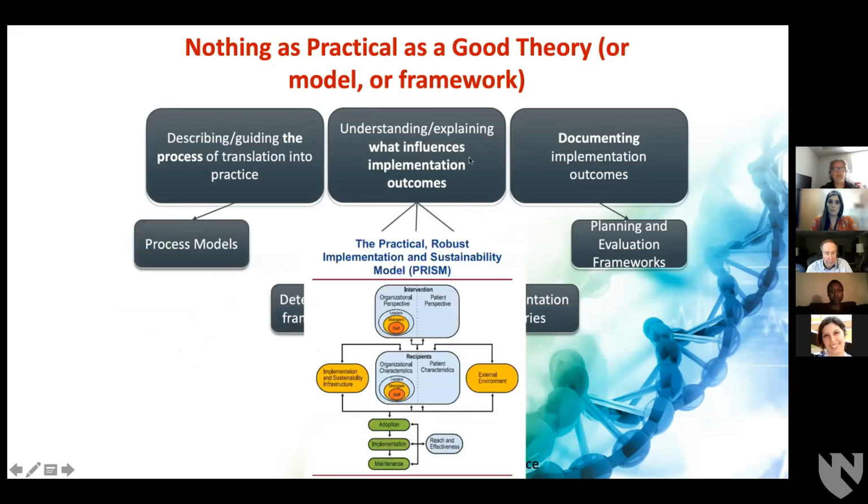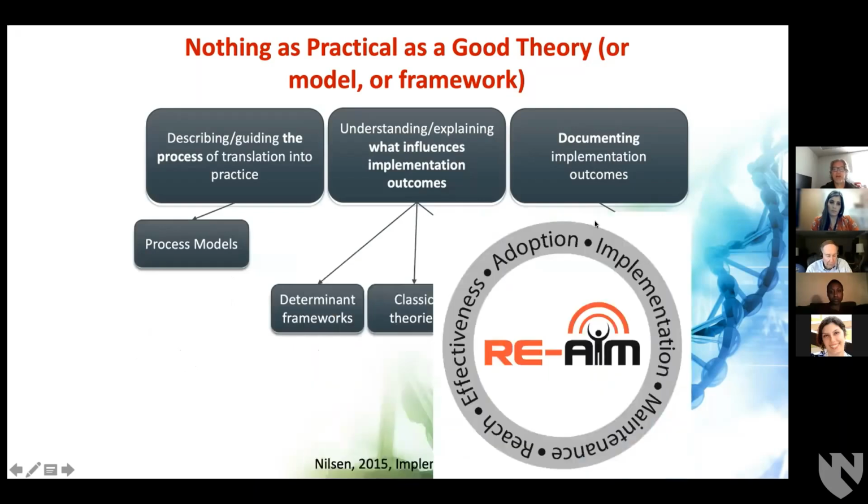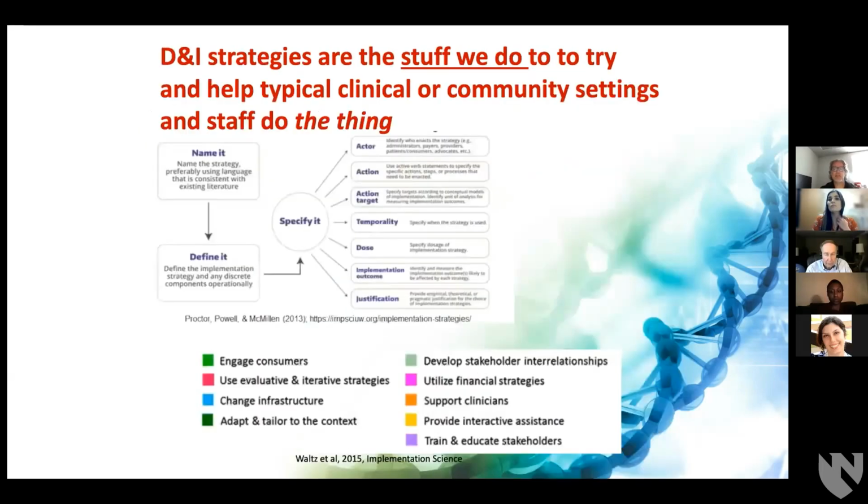And then in terms of explanatory models, this is the practical, robust implementation and sustainability model. It's a mouthful, PRISM for short, which is what I'll call it from here on out. But this tells us more about concepts and constructs that will help us to reach the dissemination and implementation outcomes that we find within this implementation outcome type of framework. And the one that I use very regularly is the RE-AIM framework. It gives you a set of outcomes to focus on with dissemination and implementation science. And I'll go through this in a little bit more detail.